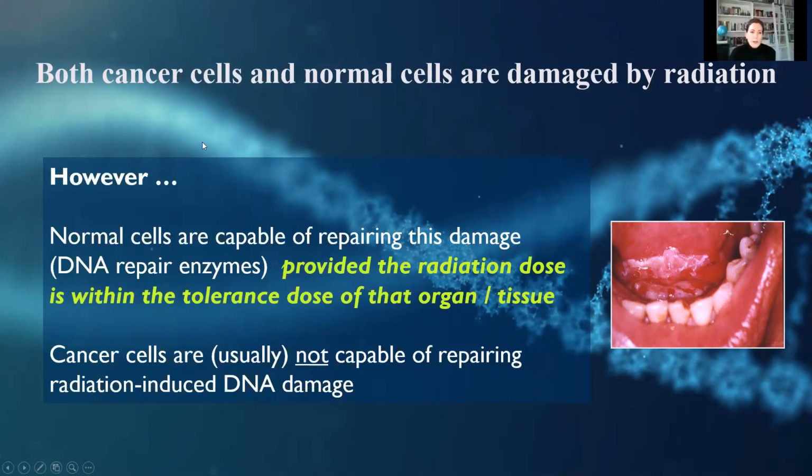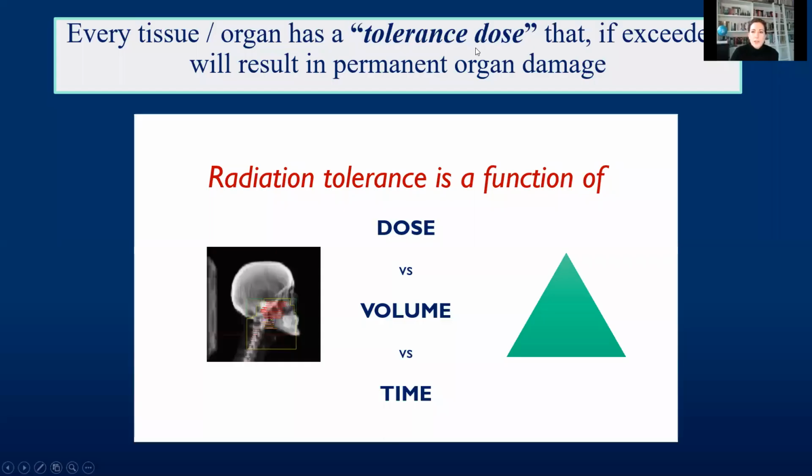So every tissue, as I've mentioned already, has a tolerance dose that if exceeded will result in permanent organ damage. And that happens because you're damaging the stem cells that are in that organ. And once you damage the stem cells, those stem cells cannot regenerate, and that is going to cause permanent damage. It might be now, it might be later, but it is not going to be recoverable. And over many years, people have worked out what these tolerance doses are.